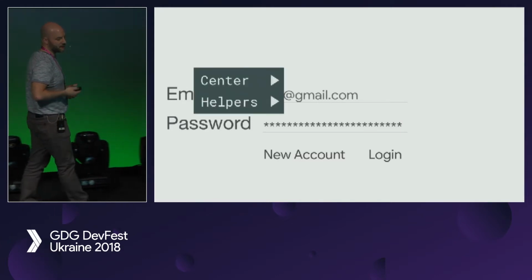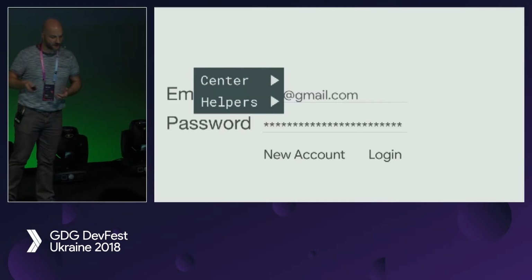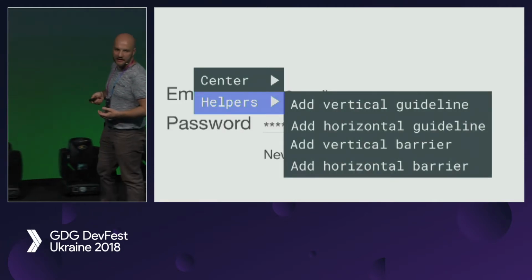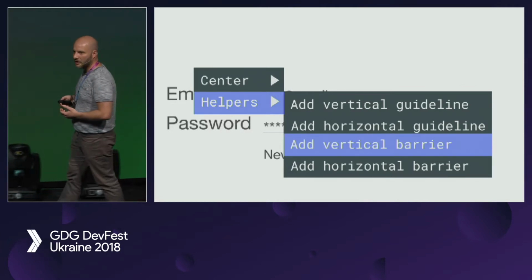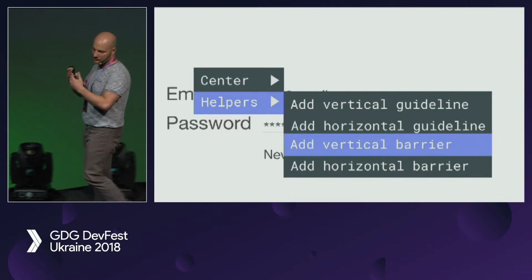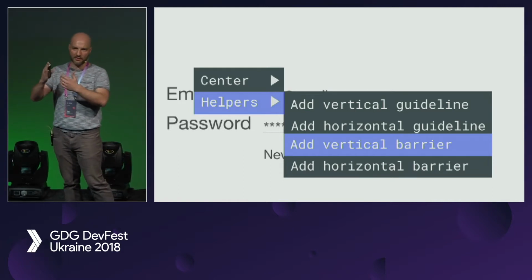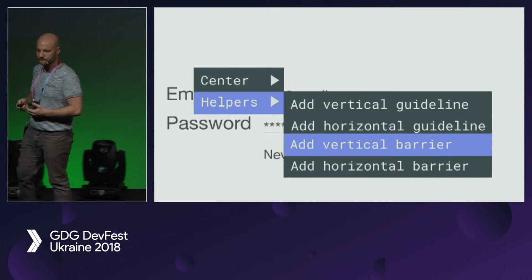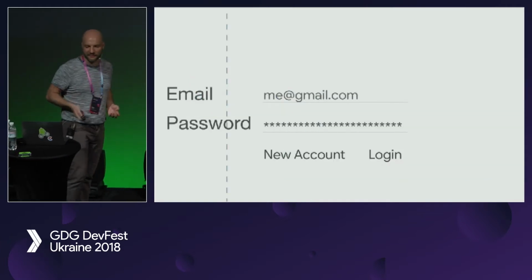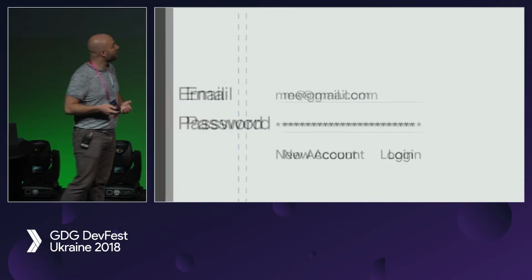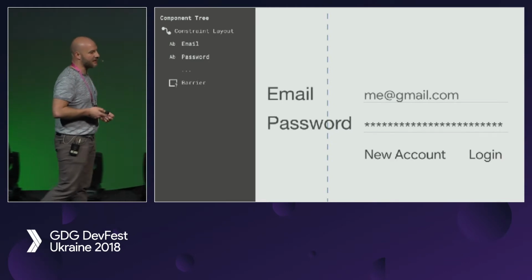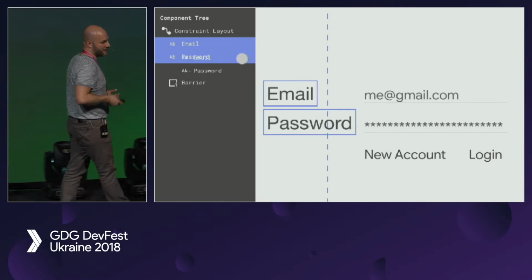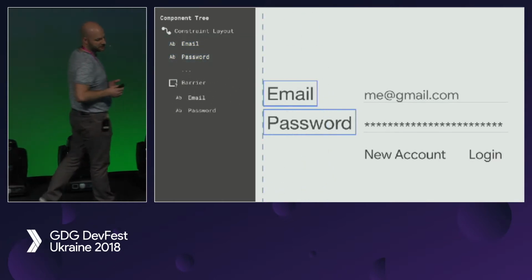So how do we fix this? There's another helper that we can use. So we use helpers, and then we can add a barrier. What a barrier is, it's a barrier that says all of the views inside this barrier have to be on one side or the other of this barrier. And by default, it's just hanging out somewhere in my view. And then I open the view hierarchy, and I can select the email and password field views, and then drag those down and make them children of the barrier.